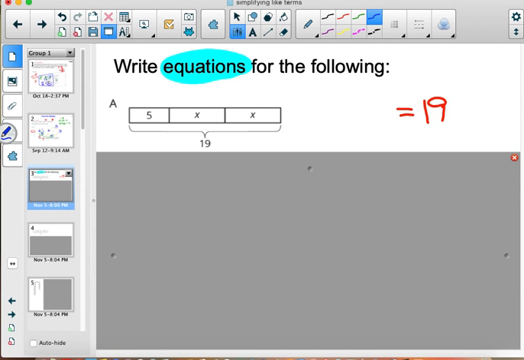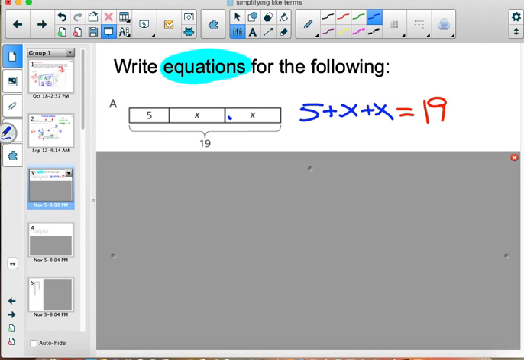Let's just do two different answers that are both right. 5 is connected to x. In a way, this is representing adding. So 5 plus x plus x. Why would it be 5 plus x plus y? It's not a y. These are both x's.